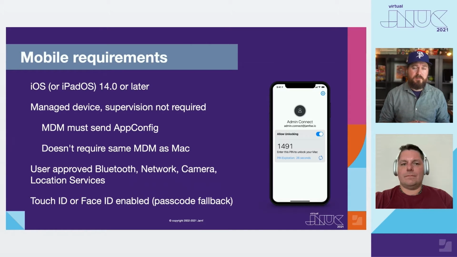Once the app is set up by the user, there are a number of privacy prompts that the user has to go through, again, to allow for the communications between the phone and the Mac. Bluetooth, location information for Bluetooth beaconing, network access, and camera access for being able to scan the QR code for the pairing process. These are all prompts that the user would go through during the initial setup.